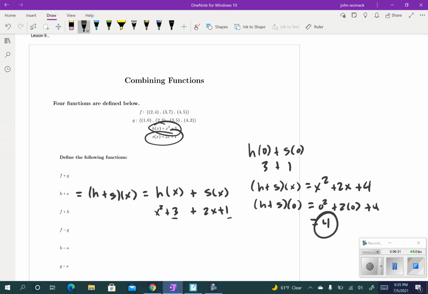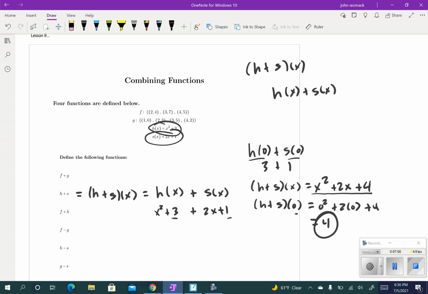So when you're asked to evaluate (h plus s) of a number, you have a choice. You can either combine them first, those are the two functions added together, and then plug in your number, plug in 0, or you could plug 0 in separately and just add the results. Because that's really important: (h plus s) of x really just means to take h of x plus s of x and add them together.